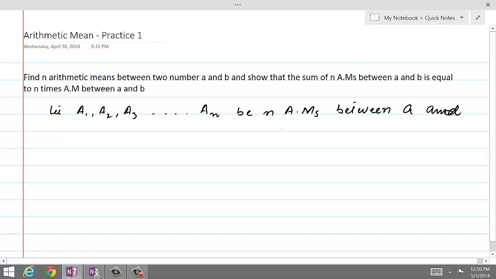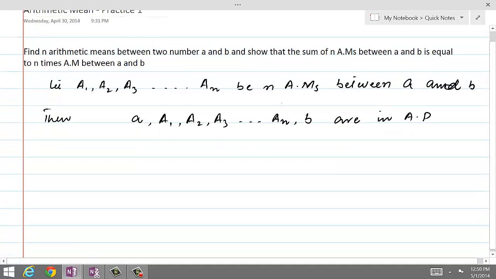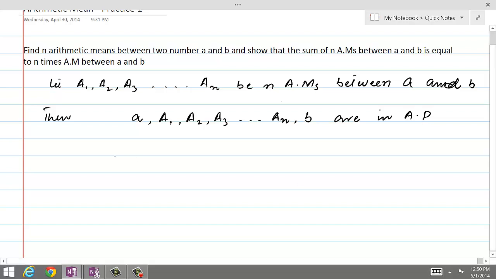If a1, a2, a3 up to an are n arithmetic means between a and b, then by definition of arithmetic means, a and then a1, a2, a3 and so on up to an and then b are in arithmetic progression, because that's how we defined arithmetic means. If that is the case, then what is the first term of this arithmetic progression? The first term is a.